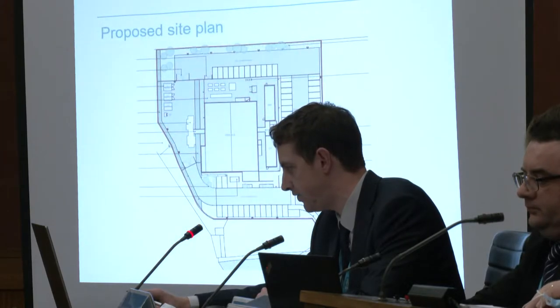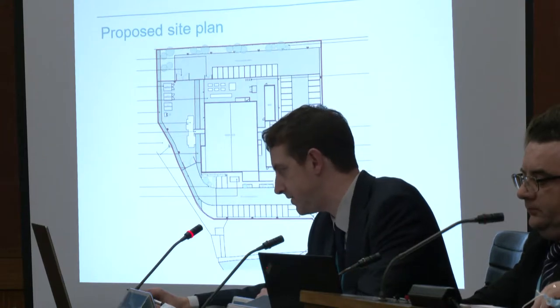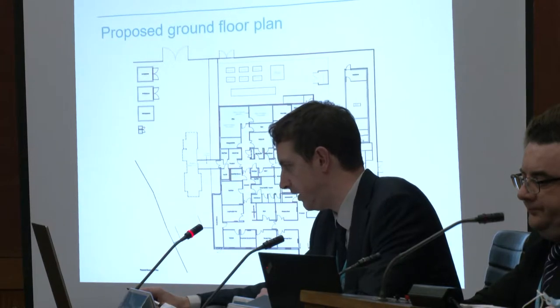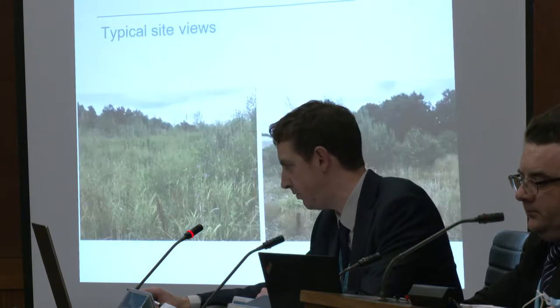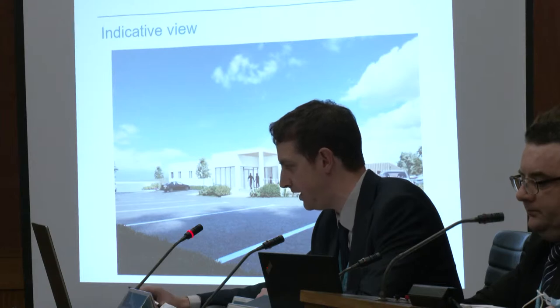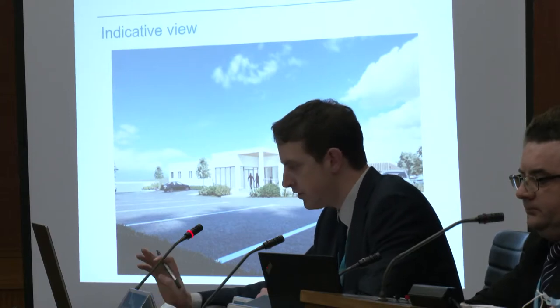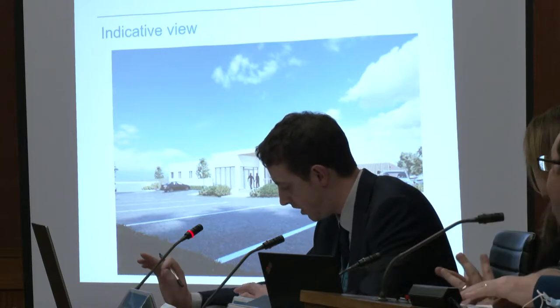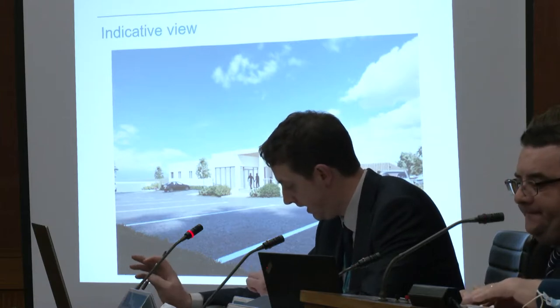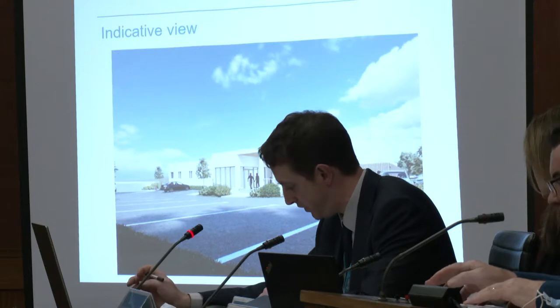We've got a site plan here that shows the configuration of the site, including the parking spaces and the modular form of the buildings and their layout. We've got the more detailed floor plans and elevations. And again, for wider context, scroll through some photographs here that show the view from Salmon Fields and views from within the site, and perhaps interestingly an indicative view to show how the development is intended to be delivered and its external appearance. Subject to the imposition of the conditions contained in the recommendation, there are no objections from any of the consultees. And again, there are no third-party objections to this application.